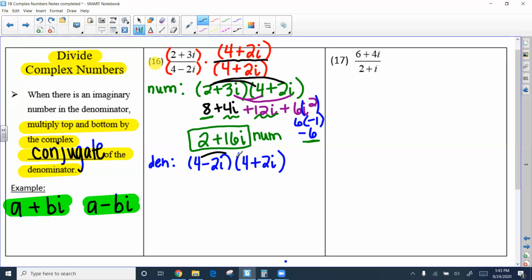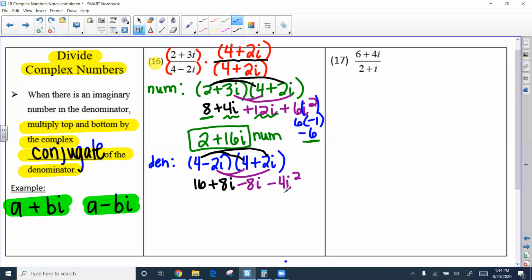So I'm distributing the 4. 4 times 4 is 16. 4 times 2i is plus 8i. And then I am distributing the -2i right here. -2i times 4 is -8i. And -2i times +2i is -4i squared. So we distribute. Then we simplify the i squared.